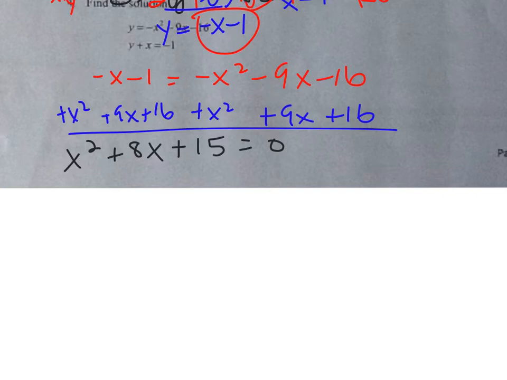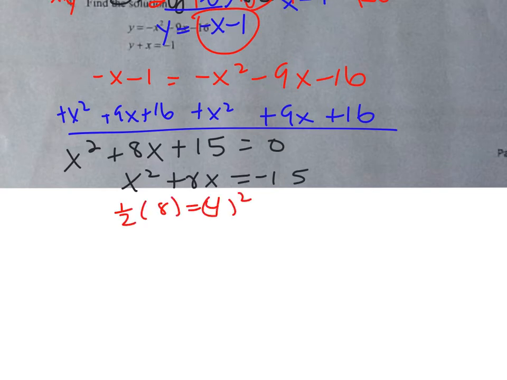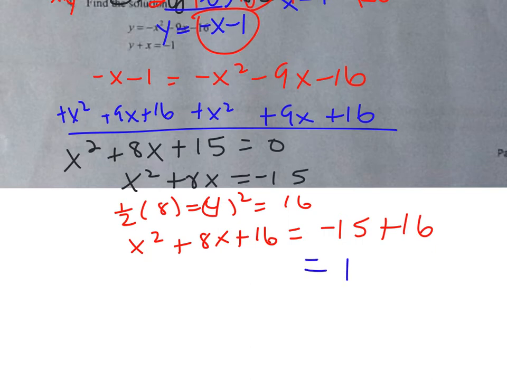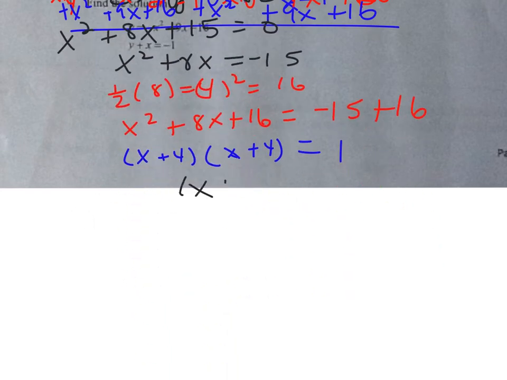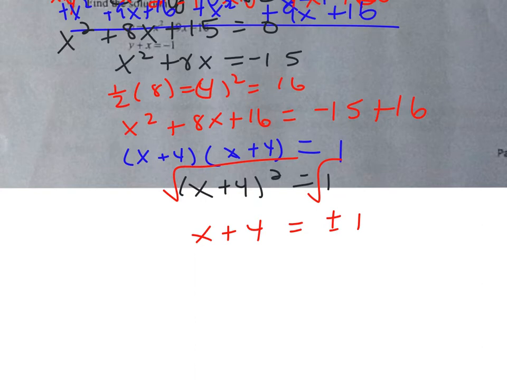So I'm going to minus 15 from both sides. So I get x squared plus 8x equals negative 15. I'm going to do half of 8, which is 4, squared, 16 added to both sides. So I get x squared plus 8x plus 16 equals negative 15 plus 16, which is equal to 1. I'm going to factor. So I get x plus 4 squared. So I have x plus 4 squared is equal to 1. Square root both sides. So I get x plus 4 is equal to plus or minus 1. Minus 4, x equals negative 4 plus or minus 1.